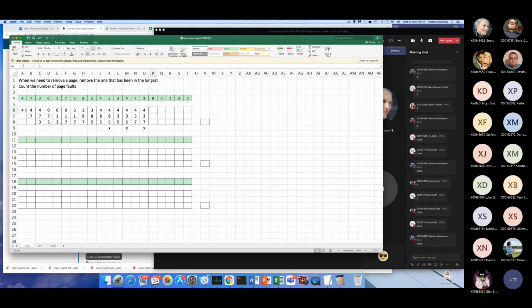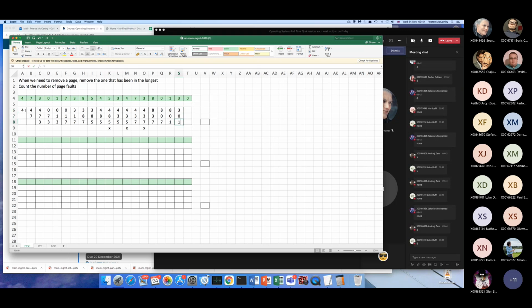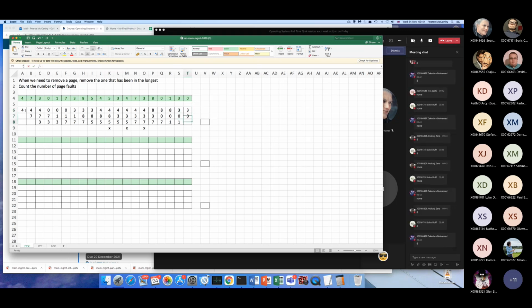8. I think 8 will get rid of 4. 0, I think we'll get rid of 3. 1 gets rid of 7, doesn't it? 3. What will 3 get rid of? Yeah, I think you're right. And then 0, it stays the same.